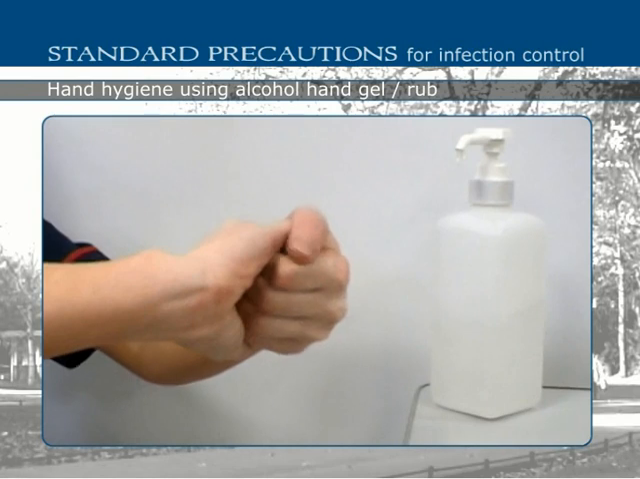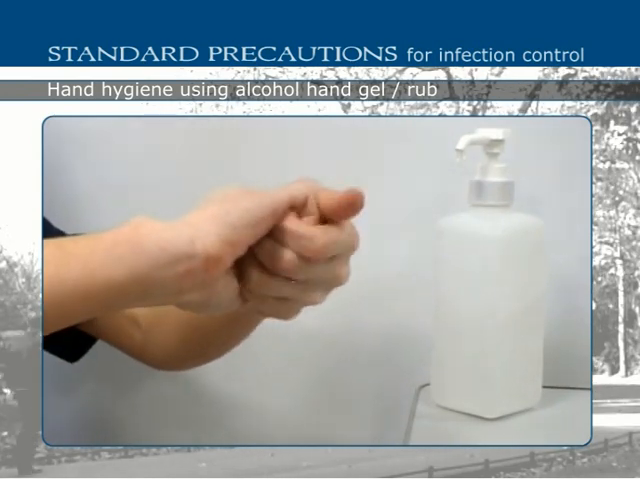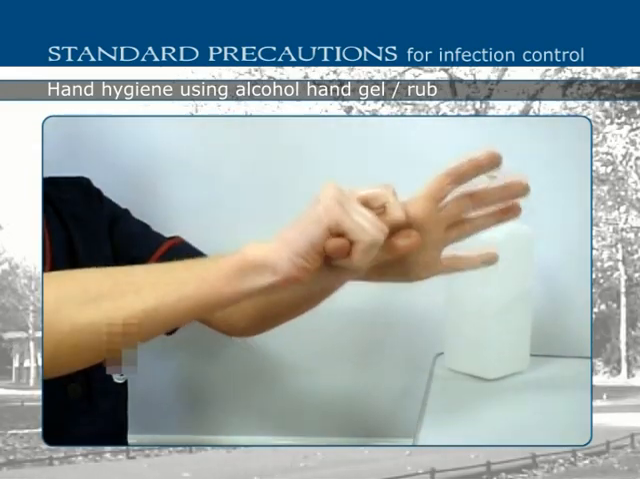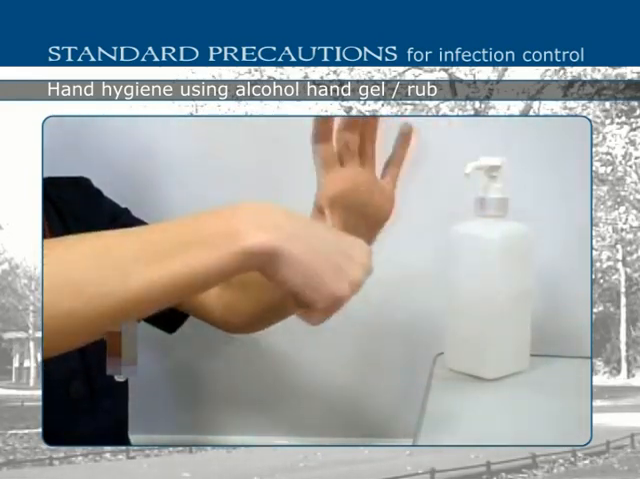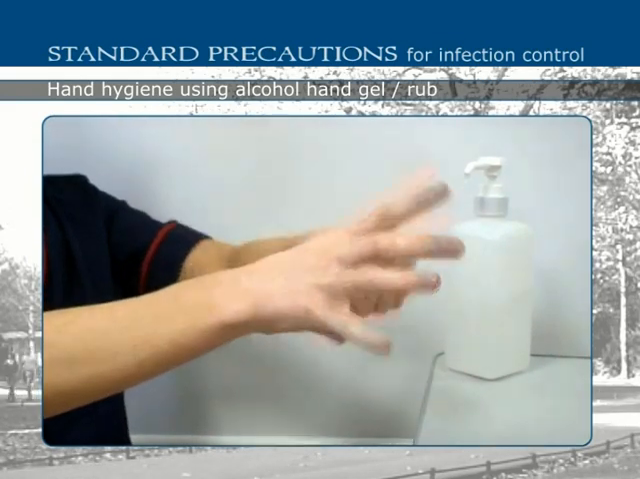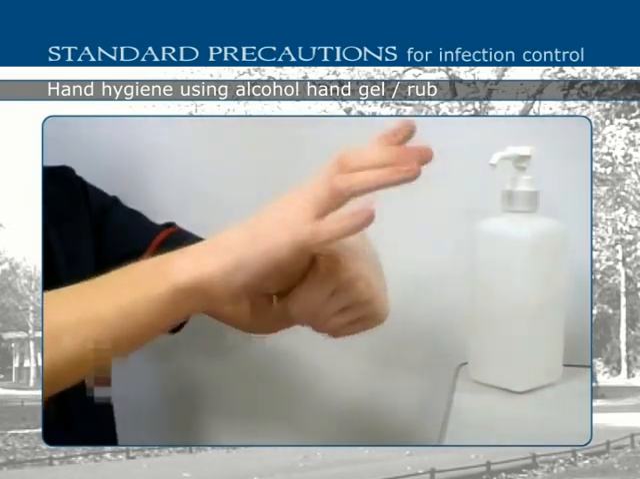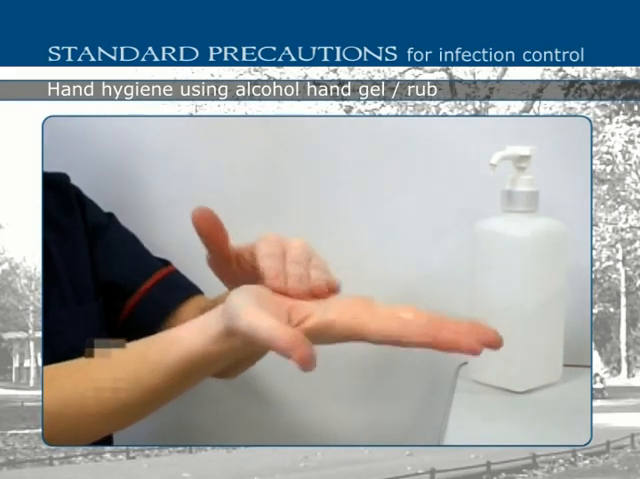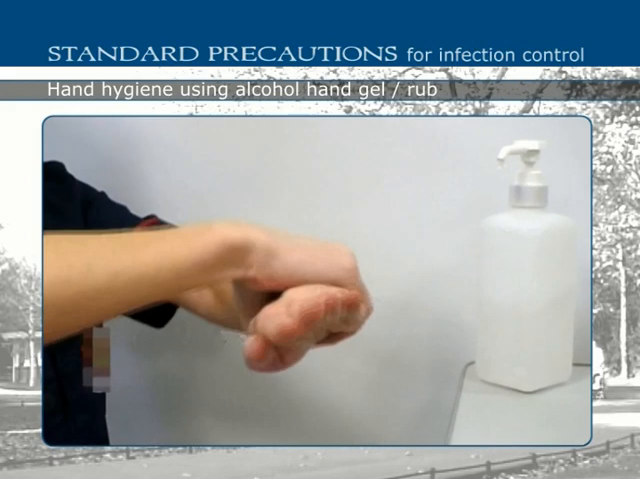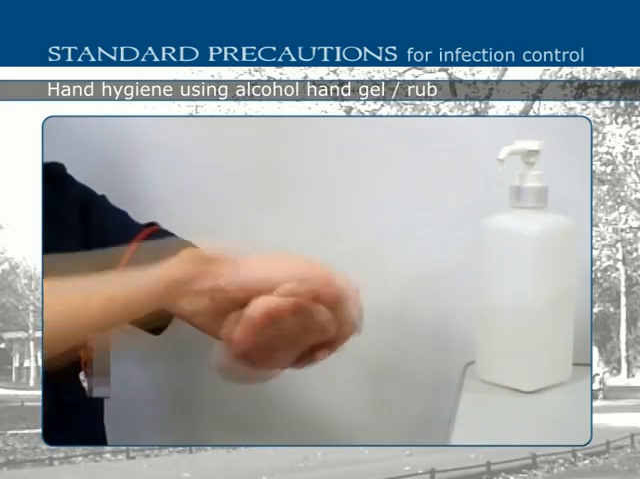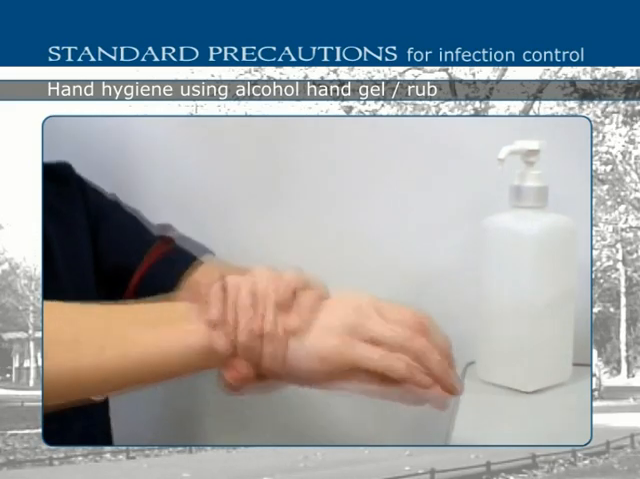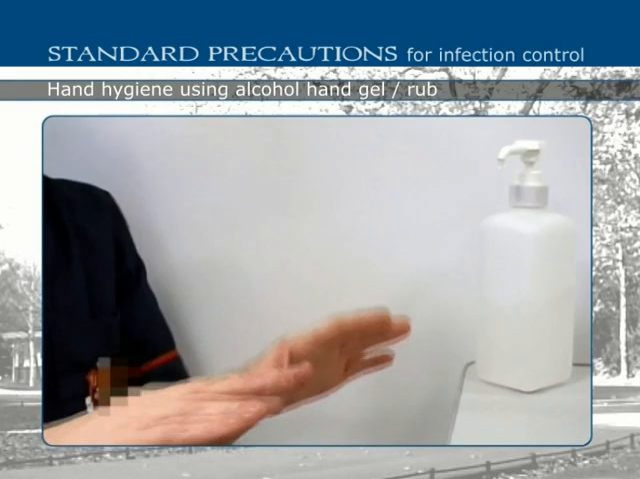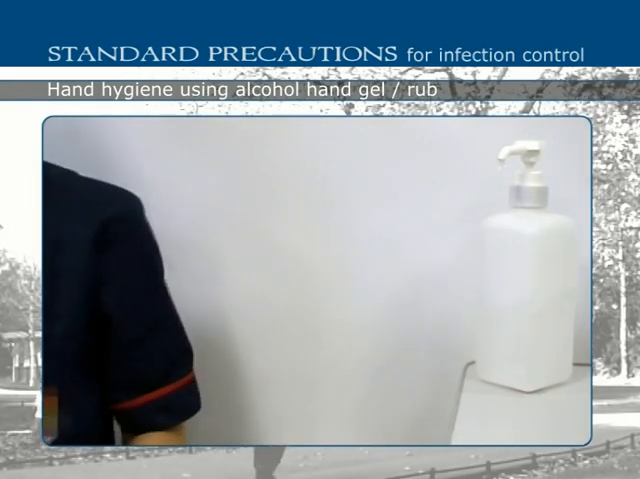To clean fingertips, rub the backs of your fingers to the opposing palms with your fingers interlocked. Rub the thumbs of each hand separately using a rotating motion. Rub the tips of your fingers against the opposite palm using a circular motion. Place one hand on your wrist and rotate around your wrist 5 times. Then do the same with your other wrist. Your hands should dry by evaporation. This should take about 30 seconds.